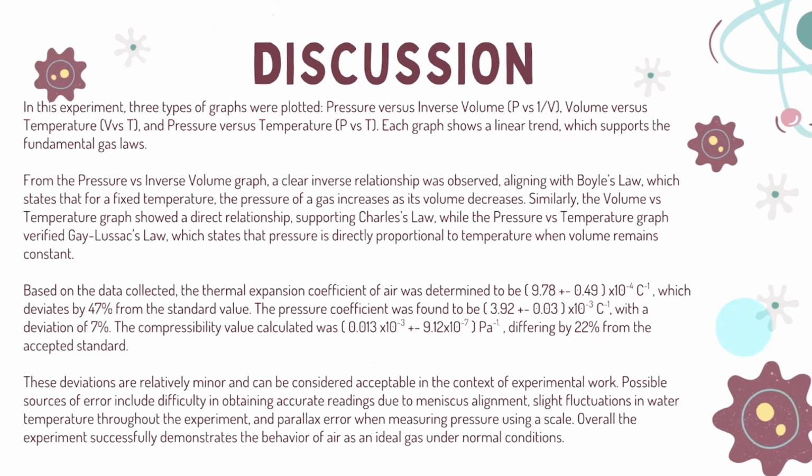Possible sources of error include difficulty in obtaining accurate reading due to meniscus alignment, slight fluctuation in water temperature throughout the experiment, and parallax error when measuring pressure using a scale. Overall, the experiment successfully demonstrates the behavior of air as an ideal gas under normal conditions.